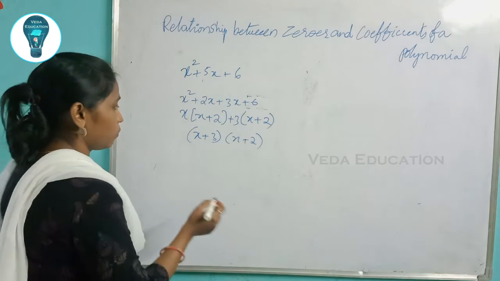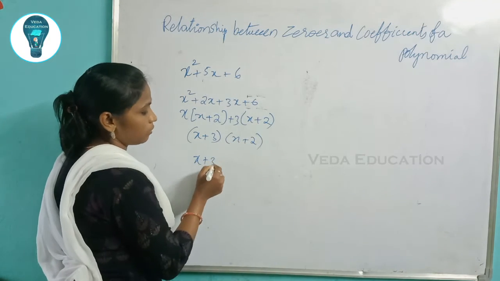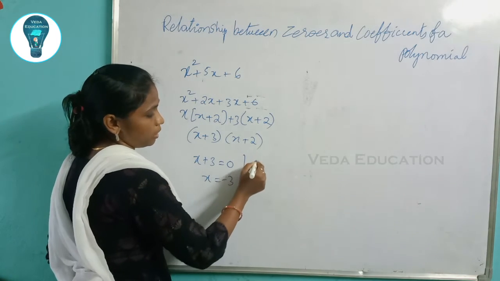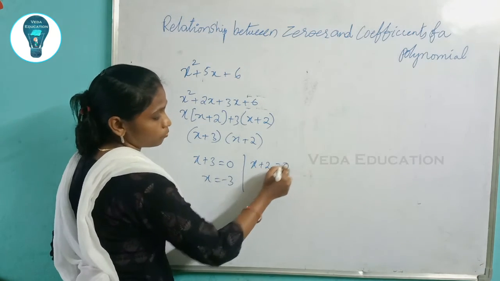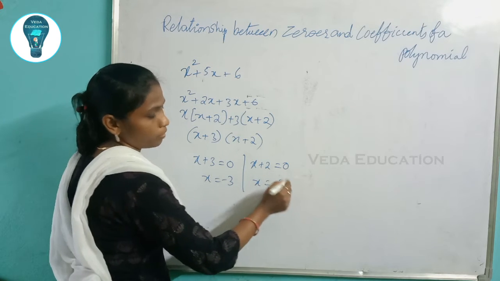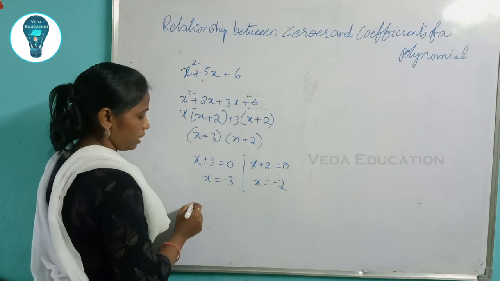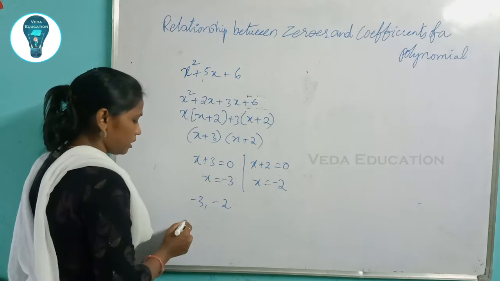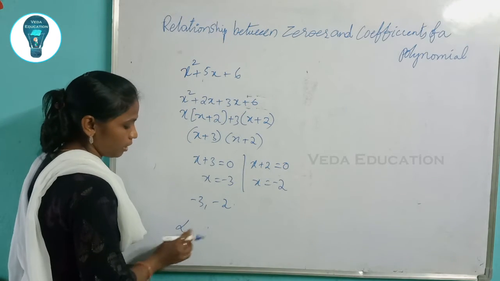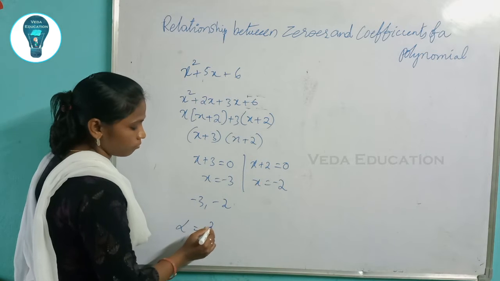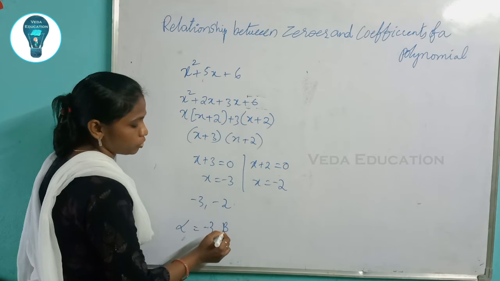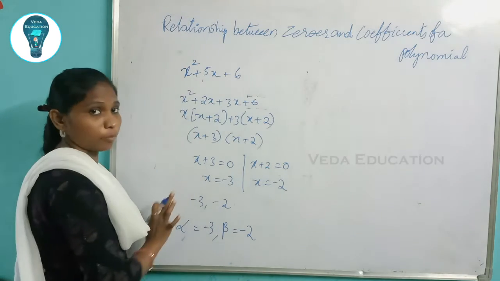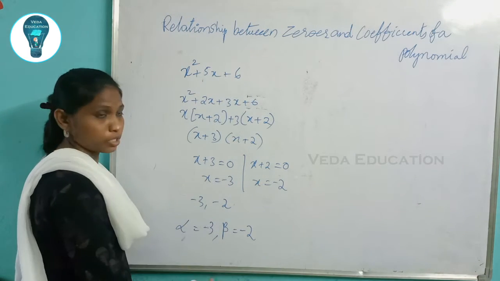Now write it in terms of zeros. x plus 3 equal to 0, then you will get x equal to minus 3. Same thing, x plus 2 equal to 0, x equal to minus 2 you will get. The zeros of the given polynomial are minus 3 and minus 2. Now consider these two as alpha and beta. Alpha is minus 3 and beta is minus 2, the zeros of the quadratic polynomial.